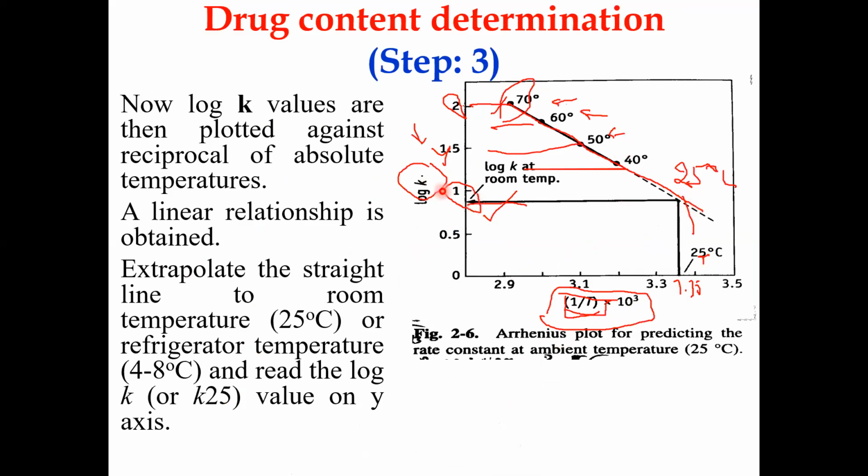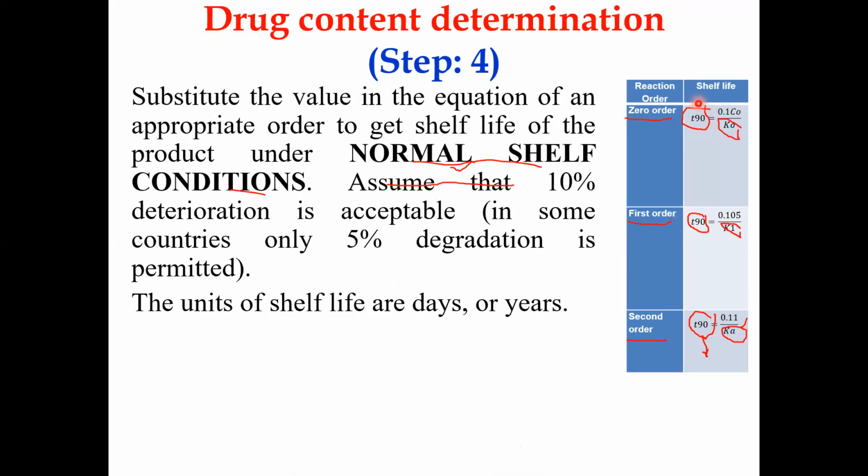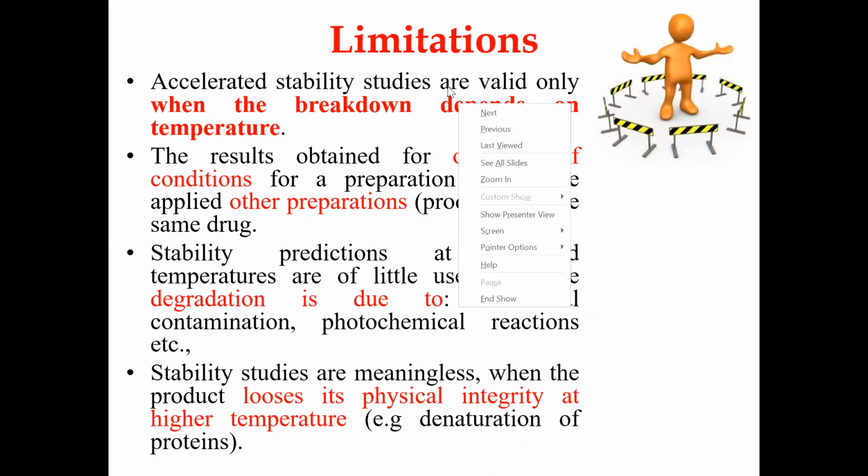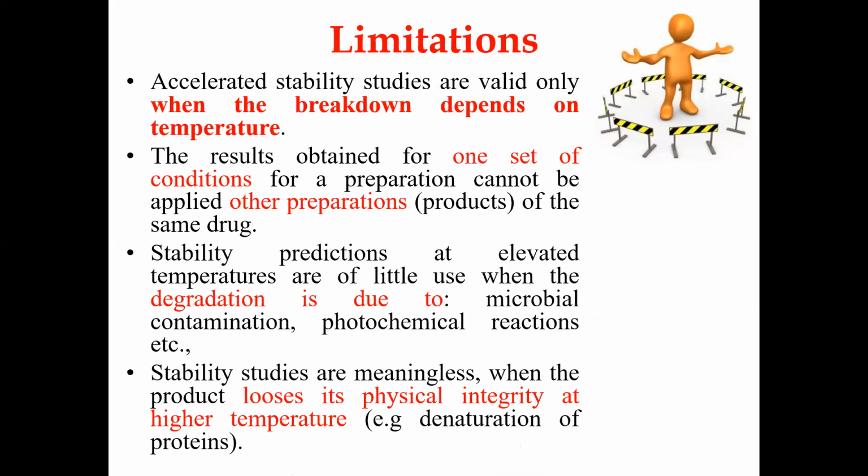This K value at room temperature I have taken to the respective orders, and I have calculated T90 for the respective order of reactions. So there are some limitations for this accelerated stability testing. Accelerated stability studies are valid only when the breakdown, that is nothing but the degradation of the product, is dependent on the temperature. But it is not necessary that every product degrades because of temperature.